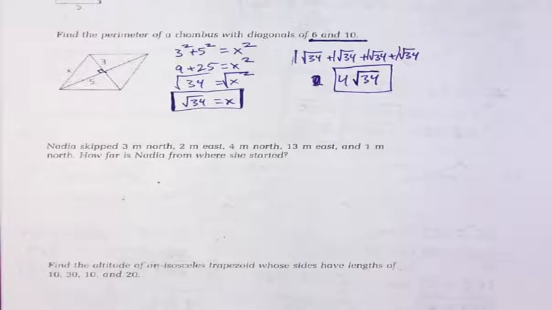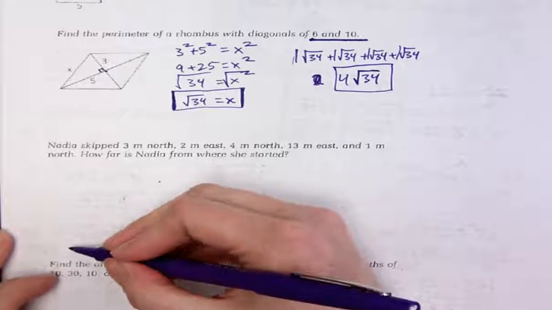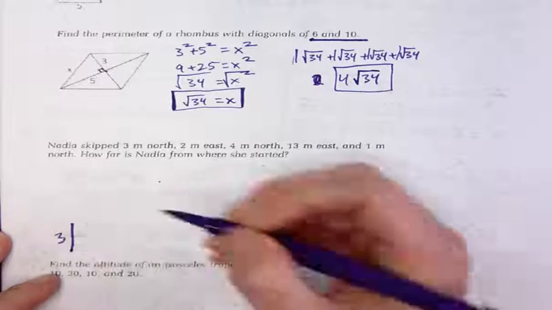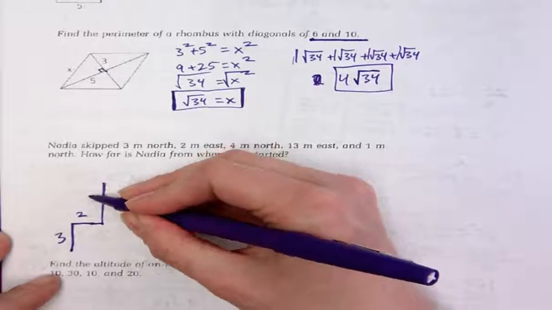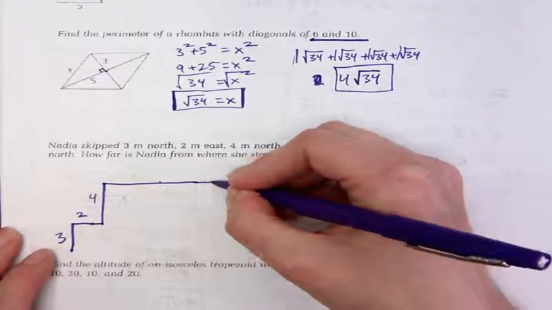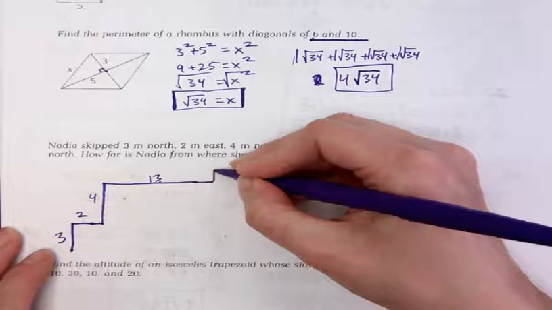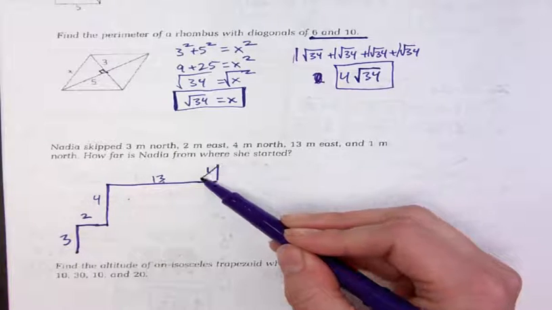Alright, Nadia is really happy on this Monday morning. She is skipping. She's not walking, she's skipping. 3 meters north, 2 meters east, 4 meters north, 13 meters east, and then 1 meter north. Okay? So we're going to draw this. The easiest way is to draw this as if it was on a map. So north is straight up, right? So 3 north, 2 east, 4 north, 13 meters east. Whoa, that's a lot of skipping. And 1 meter north. How far is Nadia from where she started?